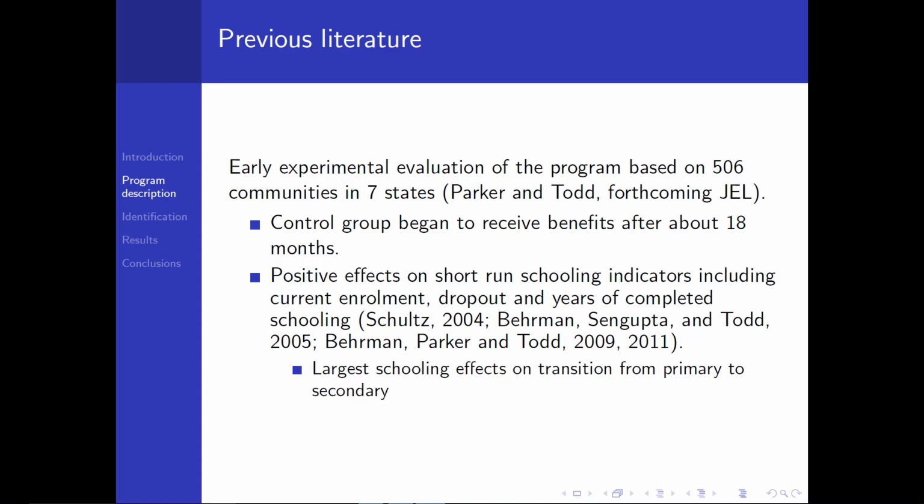And so there are many studies of short-term effects. They use this experimental evaluation. The experiment didn't last very long. We always want experiments to last as long as they can, but they don't usually last that long. The control groups started to receive benefits after a year and a half. So what did these short-term studies find? They found basically positive effects on schooling indicators: enrollment, reducing dropout, increasing years of completed schooling. And importantly for our study, the largest schooling effects are on the transition from primary to secondary. This is exactly what we'll take advantage of in the paper.